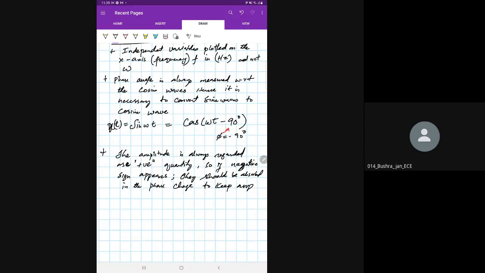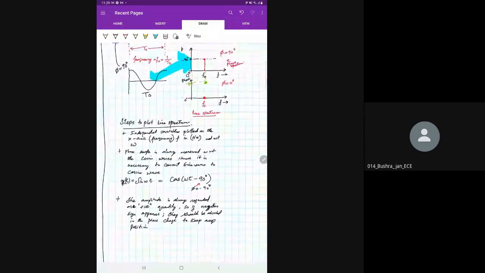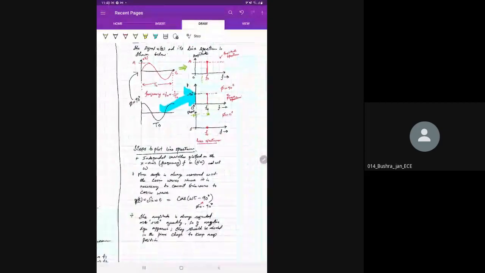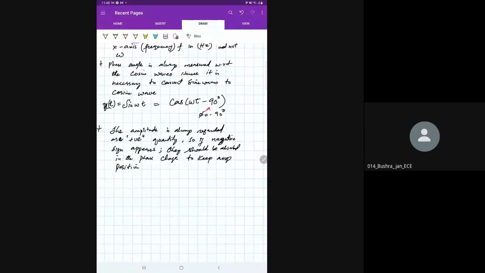What I'm trying to say is, in amplitude spectrum, you cannot have a line like this. आपको नीचे से line नहीं आ सकती है. That is not possible. Amplitude will always be positive. You have to consider amplitude always positive. If by chance your signal is such that its amplitude is inherently negative, then that negative sign has to be absorbed in the phase.